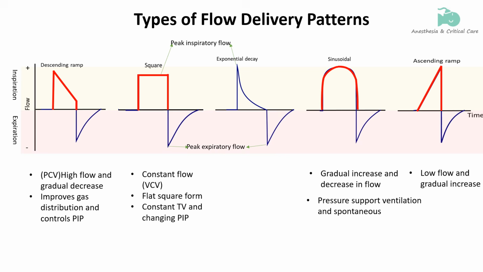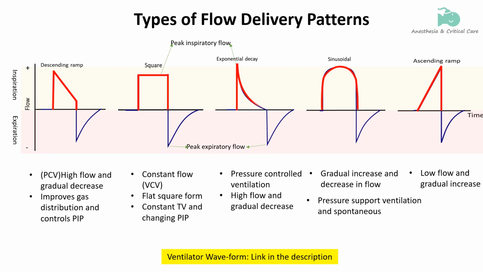Finally, the exponential decay flow pattern seen in pressure-controlled ventilation starts with a high flow rate that gradually decreases as the lungs fill. This pattern, shown as a downward-sloping curve on the waveform, helps distribute air more evenly and reduces peak airway pressures, making it gentler on the lungs. It's the same as the descending pattern, except that in the descending ramp the flow decline is linear at a constant rate, whereas in exponential decay, the flow decline is gradual, giving it a curved appearance.